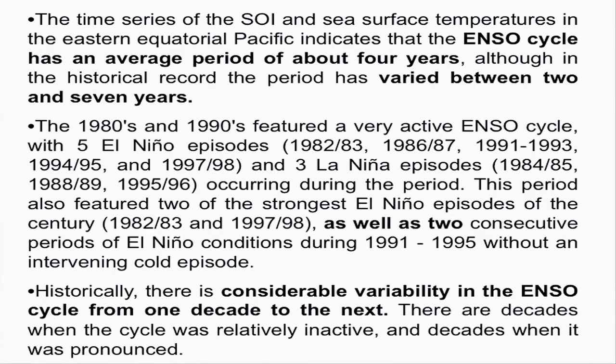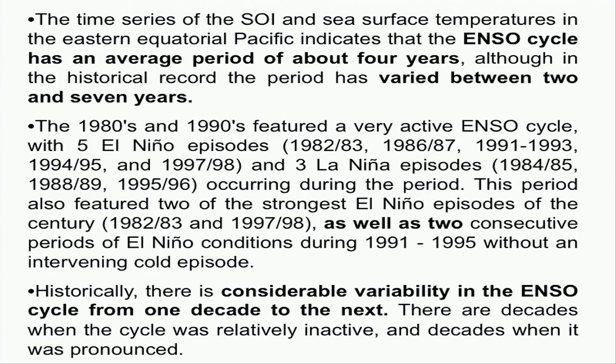The 1980s and 90s, as it says there, featured a very active ENSO cycle. We had 5 El Nino episodes and 3 La Nina episodes in that short period. The period also featured 2 of the strongest El Nino episodes of the century, as well as 2 consecutive periods of El Nino conditions during 91 and 95, without any intervening cold period. It was very quiescent between those two.